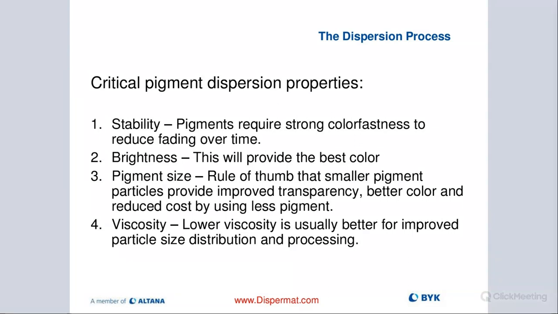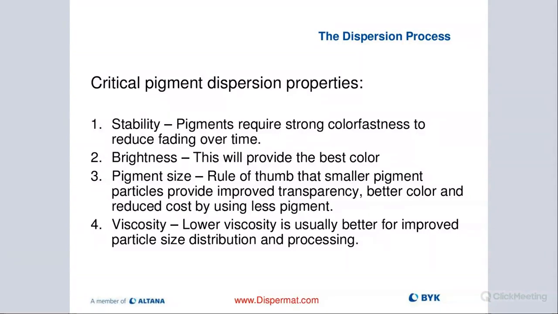So it's really important to remember that we want to have good stability. Pigments do require strong color fastness to be more stable and help with fading over time. Generally, the brighter our color, the better the color will look. And then pigment size is a big contributor. The rule of thumb is the smaller my pigment particles, the cleaner my product, the better my color. And then obviously, again, a big factor is always saving cost and being able to use less pigment in my formulation. Doing a really good job dispersing my pigments will help there.